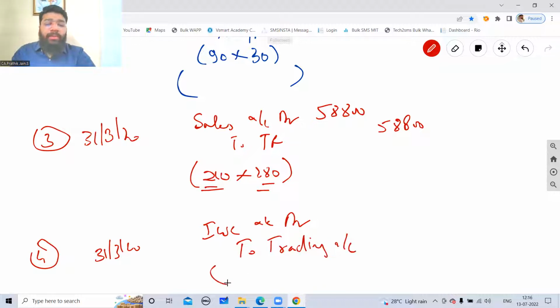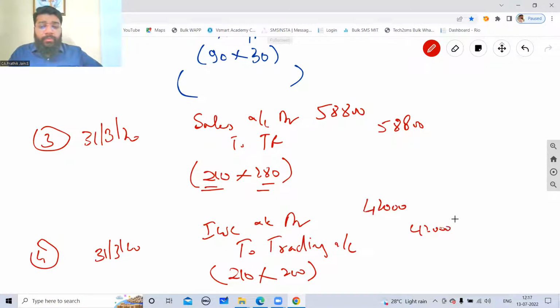To trading account. Here the entry will be 210 quantity into 200 is the cost price, which is how much? 42,000. 42,000. Any problem here? Guys, any problem here?